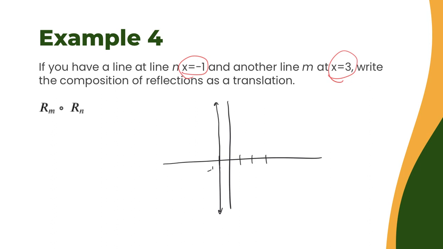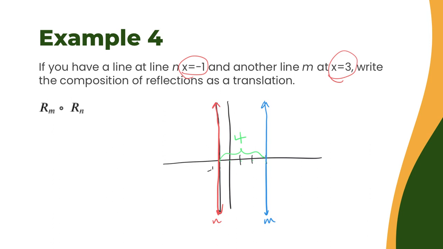I'll do this one in a different color, red, so you can tell which ones are the axes and which ones are the lines. Okay, so this is N and this is M. So I want to see how far it is between those two lines. Well, it's 1, 2, 3, 4. So this distance is 4.